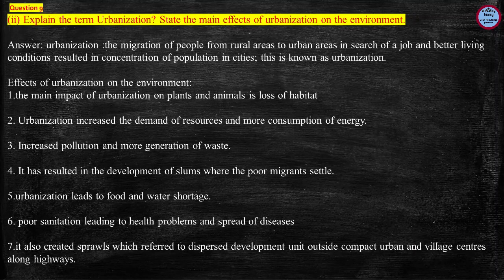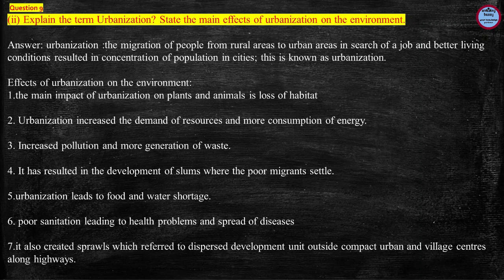Next question is, explain the term urbanization. State the main effects of urbanization on the environment. And the answer is, urbanization is the migration of people from rural areas to urban areas in search of a job and better living conditions. This results in concentration of population in cities, and this is known as urbanization.